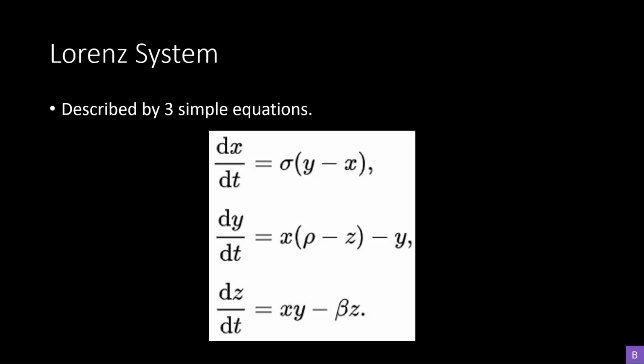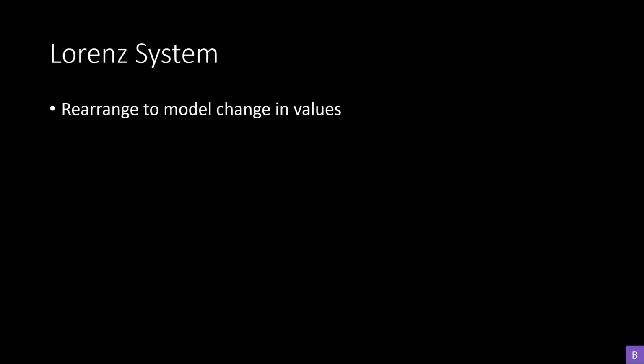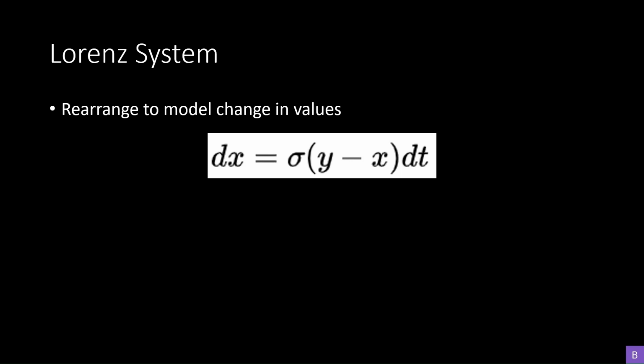The Lorenz system is described by the following three ordinary differential equations, ODE for short. This means that the values are changing with respect to time. Let's begin by rearranging the equation to model changes in x, y, and z respectively.